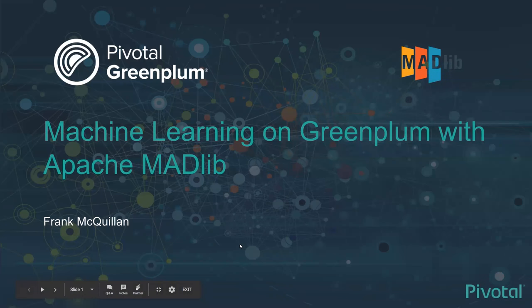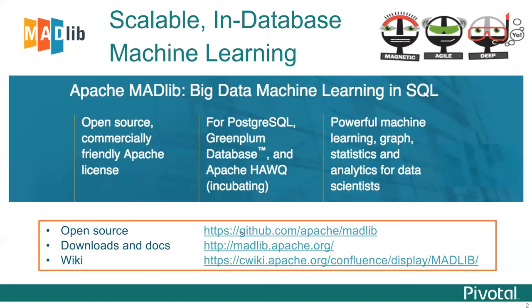Hi, my name is Frank McQuillan from Pivotal, and this is a short video on machine learning on Greenplum with Apache MADlib. MADlib is an open source machine learning library, SQL-based. It is a top-level project in the Apache Software Foundation, and MADlib runs in database on Greenplum and Postgres.